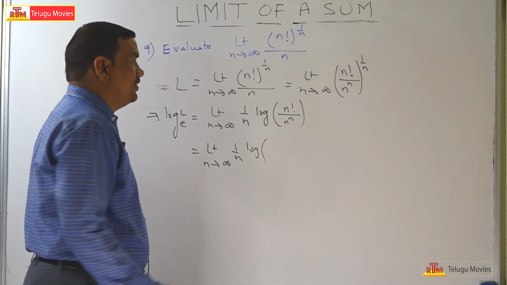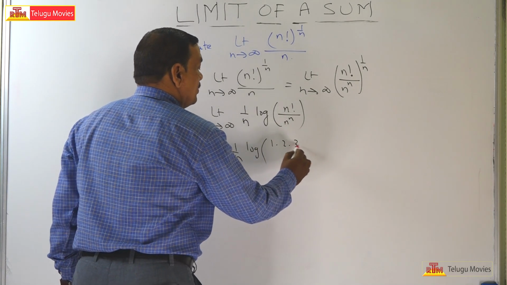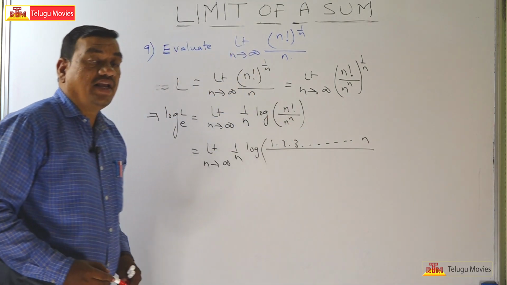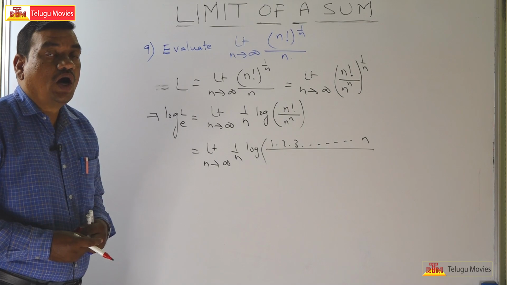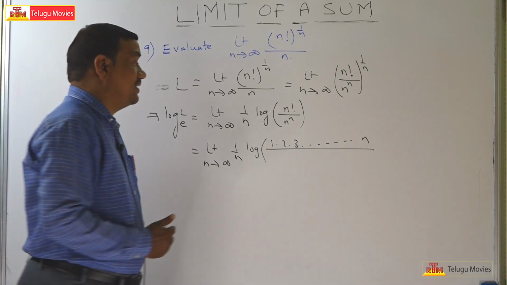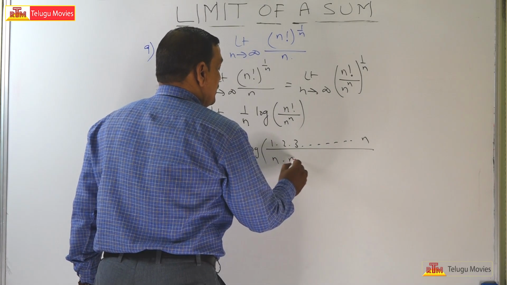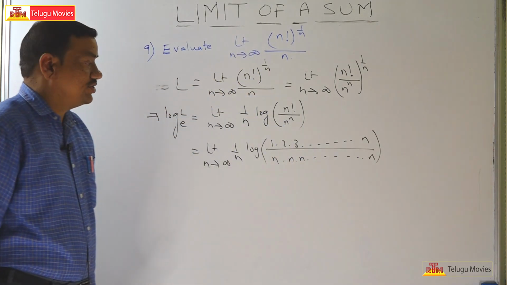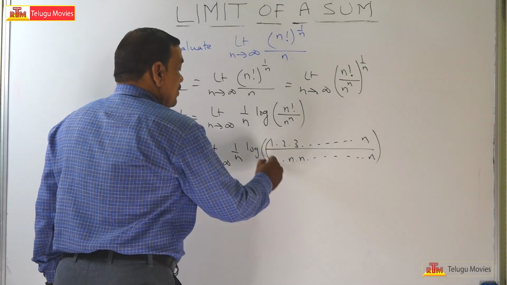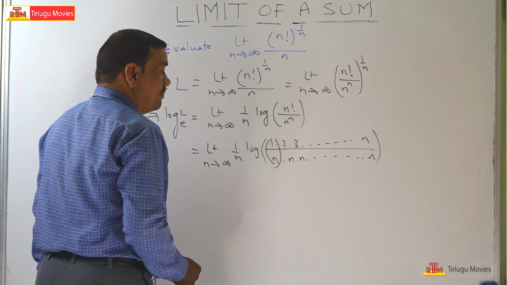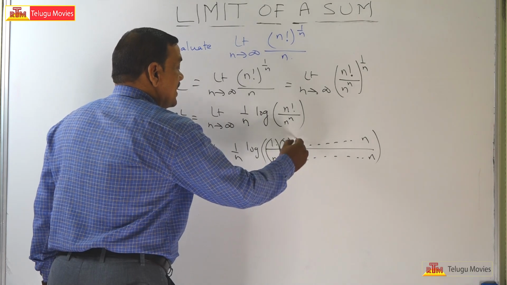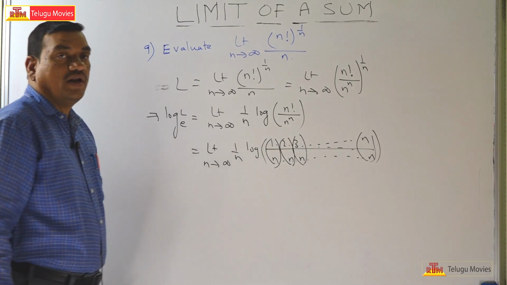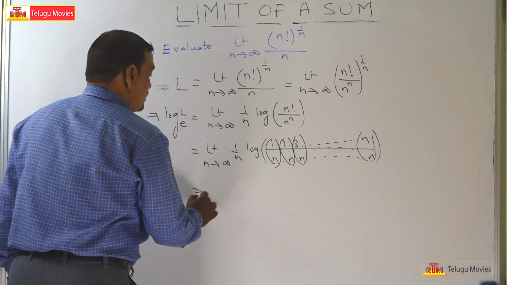what is n factorial? As we know, n factorial is 1 into 2 into 3 into so on up to n, upon n power n. How many n's are there? n's multiplied, n into so on n. Okay now? Right. So write this down as 1 by n into 2 by n into 3 by n into so on n by n. Okay now? Right.